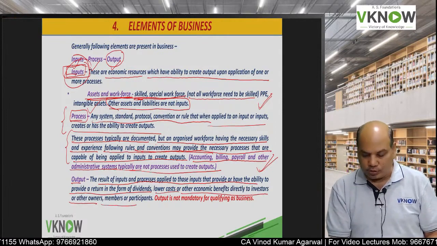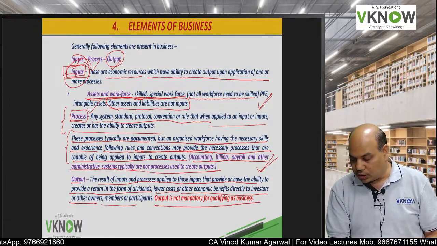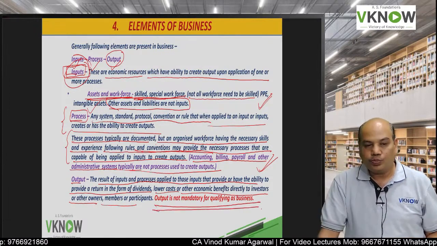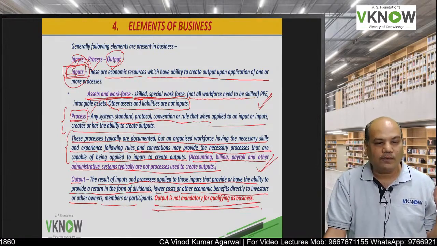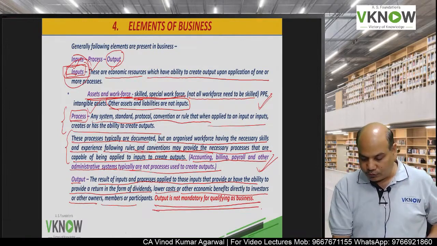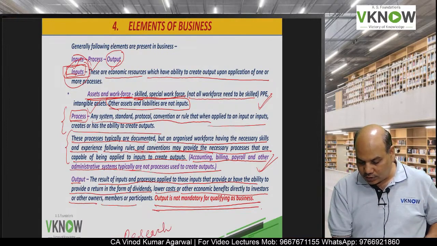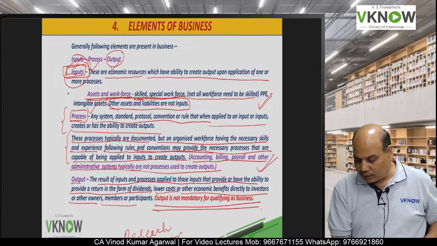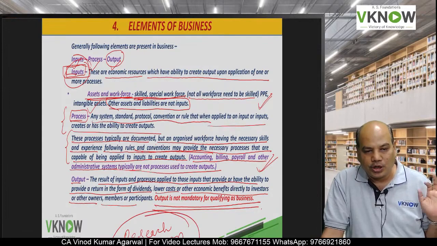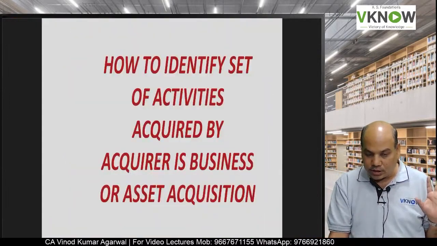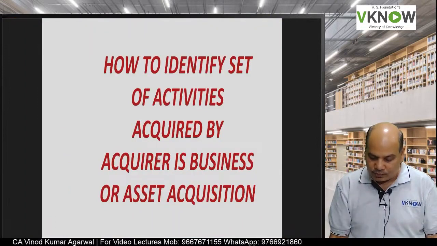Output means the result of input and the process applied to those inputs that provides or has the ability to provide a return in the form of dividend, lower cost or other economic benefit to the investor or other owners. That is called output. Now please double underline: remember, output is not a necessary condition for qualifying as a business. For example, a research division can qualify as a business even though it may not be producing output right now, but it has the capability of producing output in future.